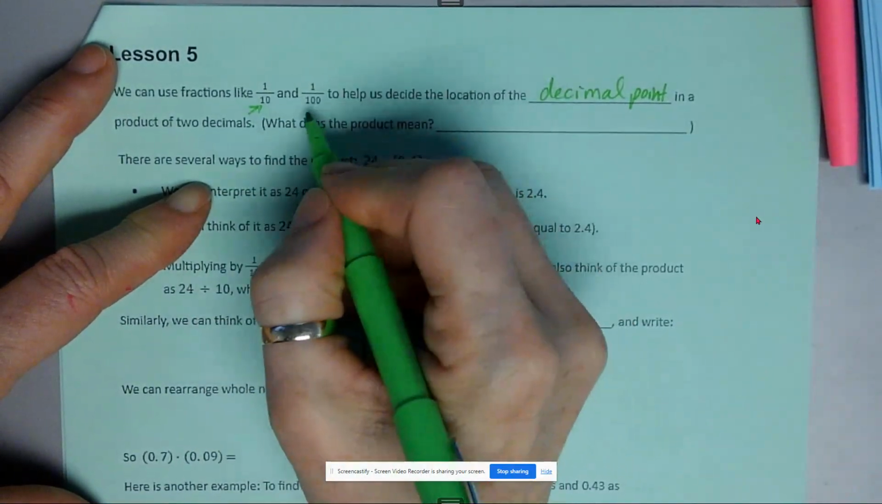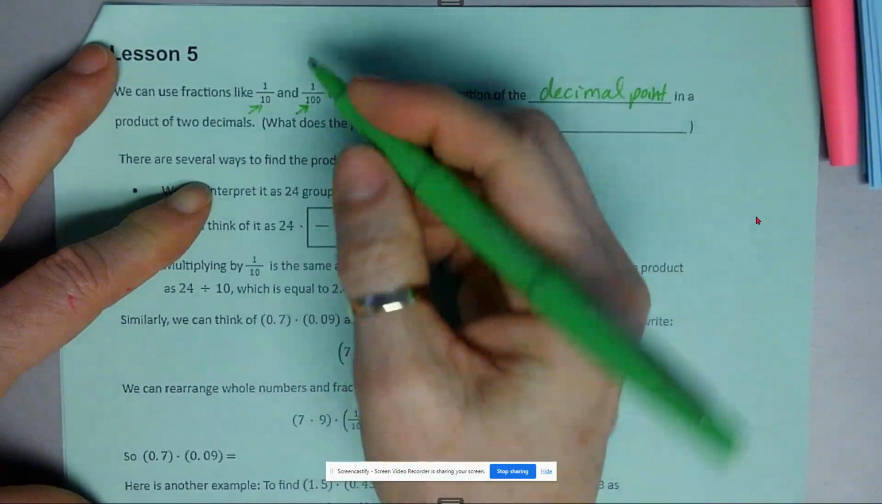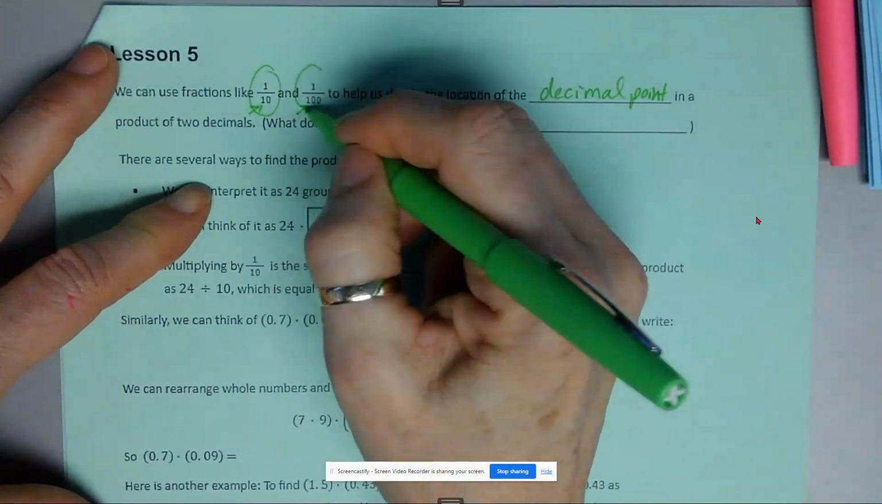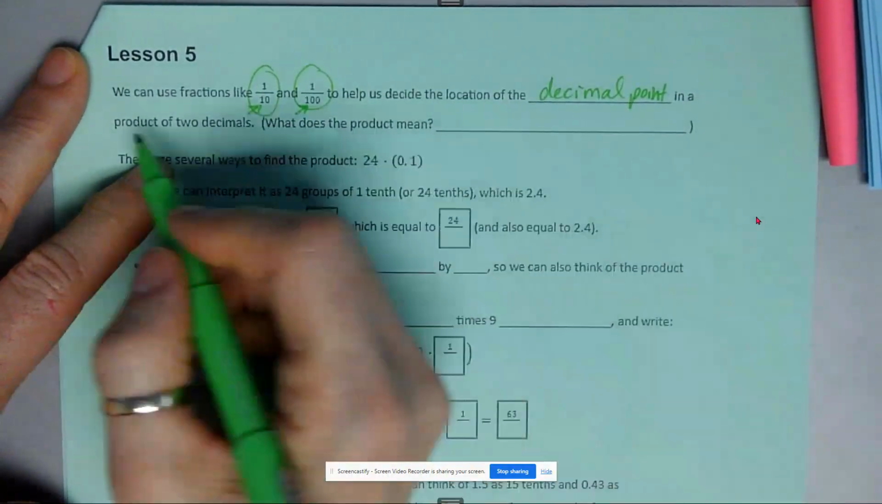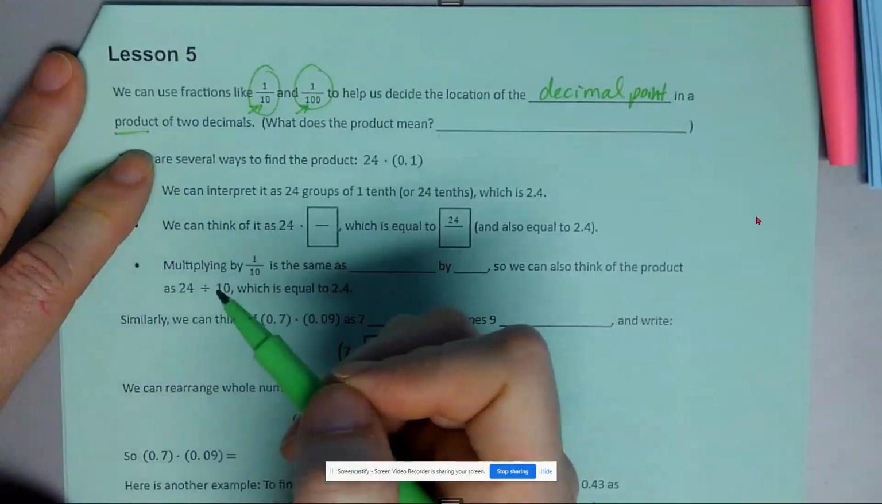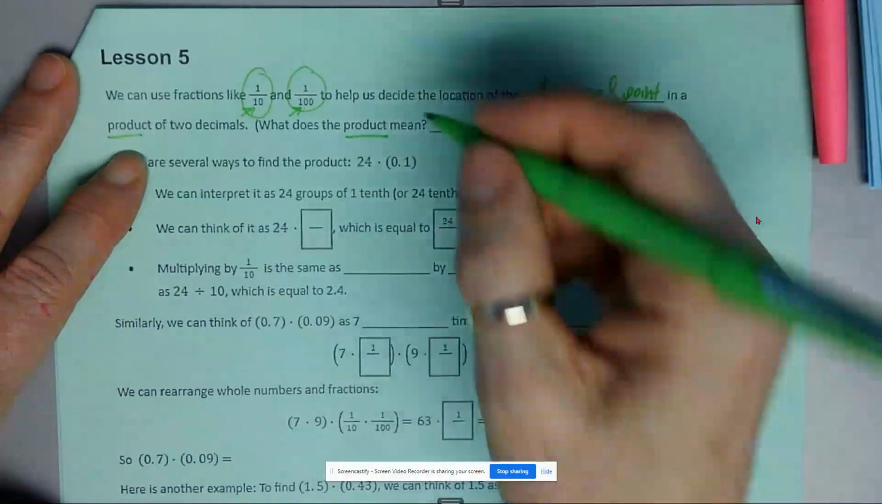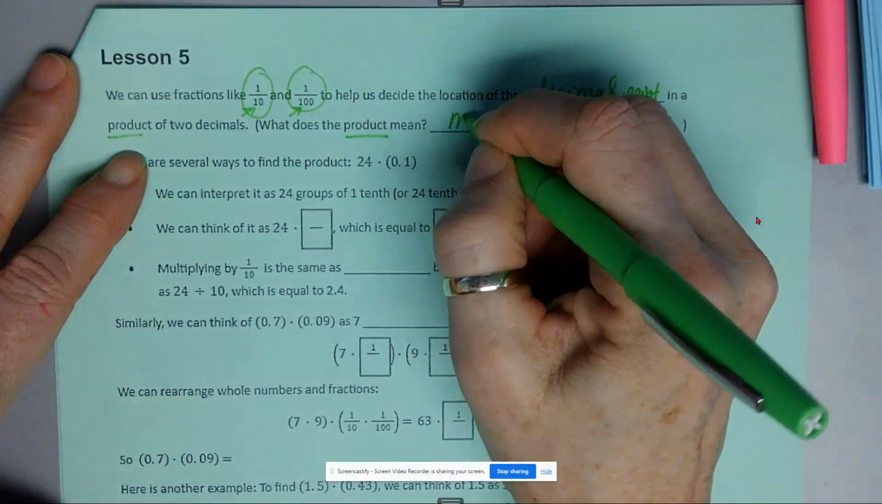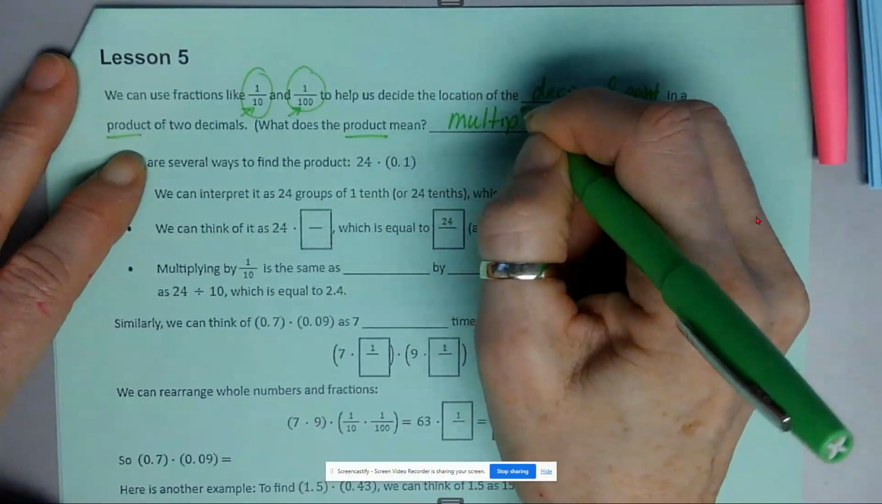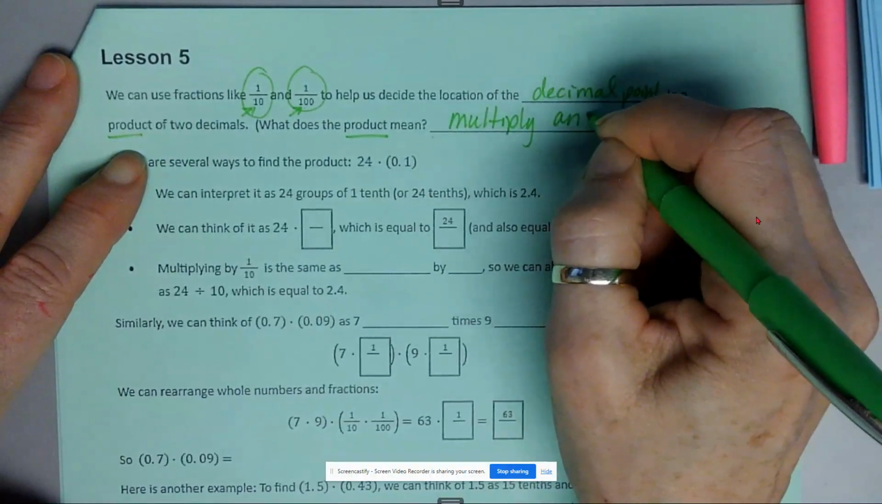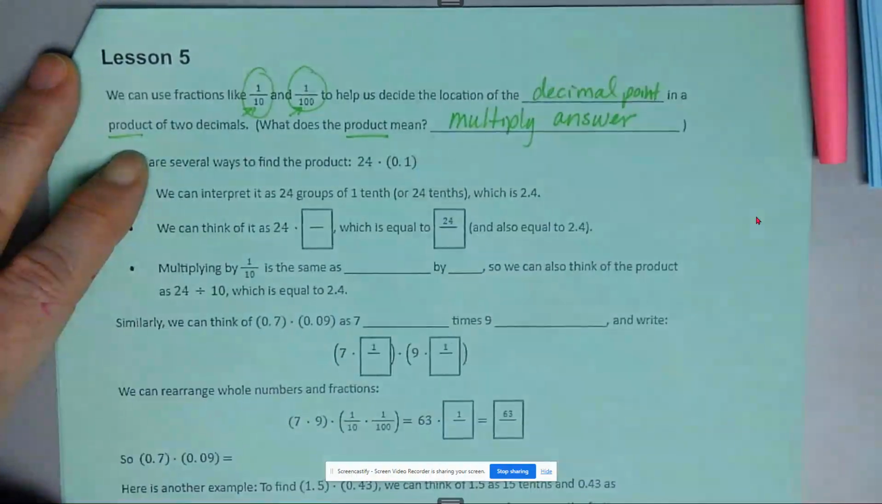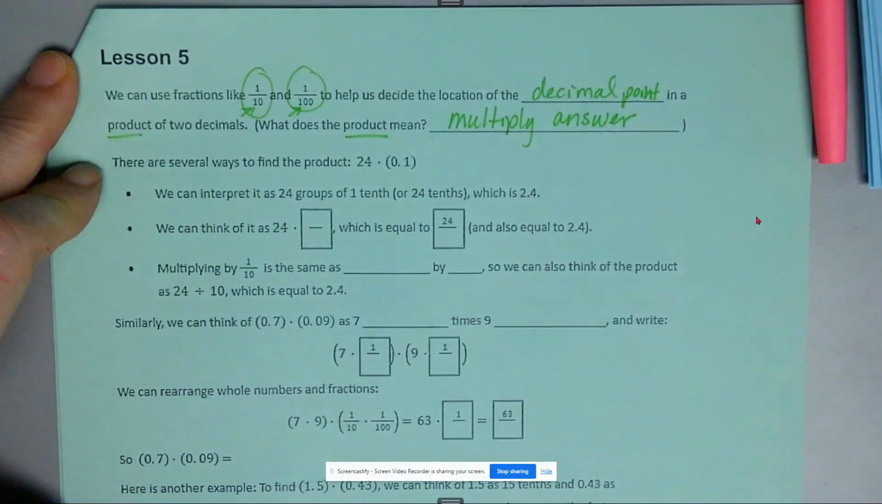And for the most part, we're going to start with 1/10 and 1/100. So think about how you say that. We say tenths, we say hundredths. And it says product of two decimals. Remember what product means? Product means you're going to multiply. So it's your multiply answer. A lot of kids just say it's an answer. Nope, it's not an answer for anything. It's only an answer when you multiply.